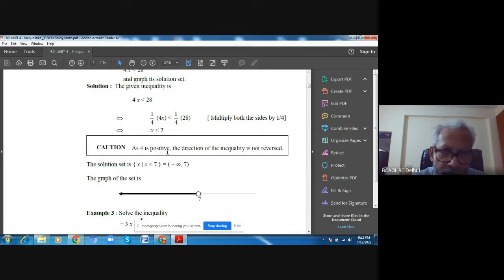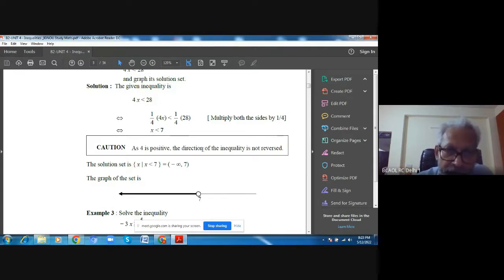As 4 is positive, the direction of the inequality is not reversed. The condition is given in the box earlier, which I have just shown you in the multiplication laws. There they have written positive, so the direction of the inequality will also be the same direction. It should not be reversed. So now the arrow is the less than sign. It starts from the value 7 and it should go in this side, not the other side.